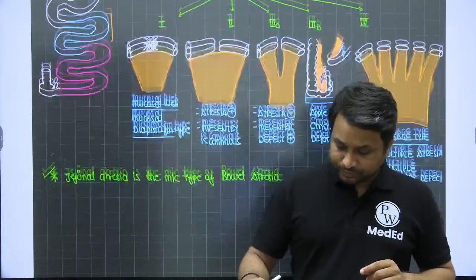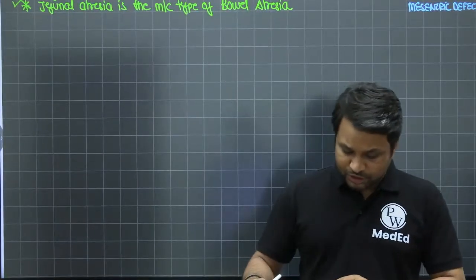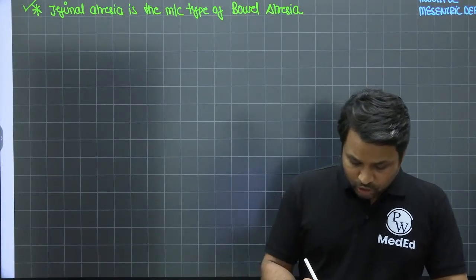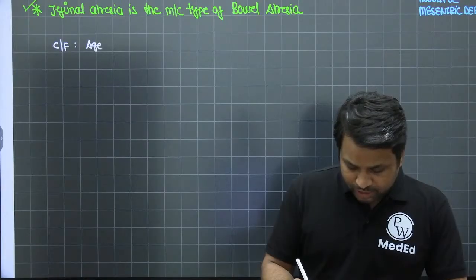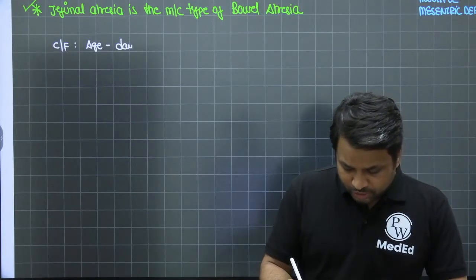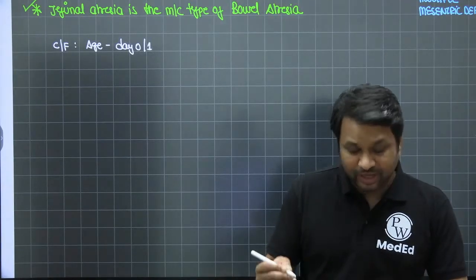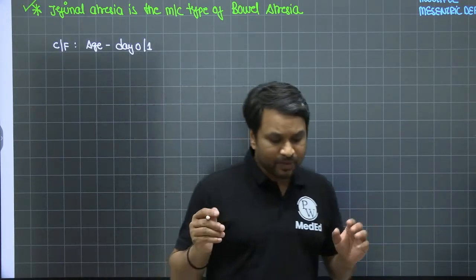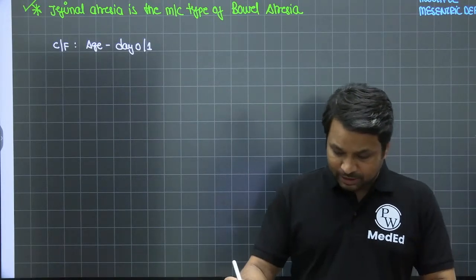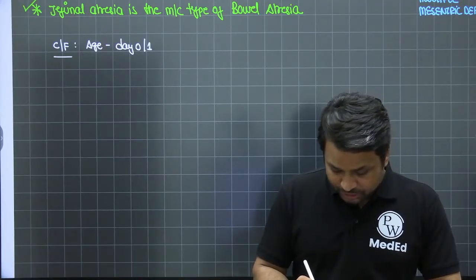Now let's talk about the clinical features. When we talk about the clinical features of jejunal atresia, the usual age of presentation is going to be day 0 or day 1 of life, because it is an absolute obstruction. It's a frank obstruction. So at this particular age group, what is the presentation of the baby?